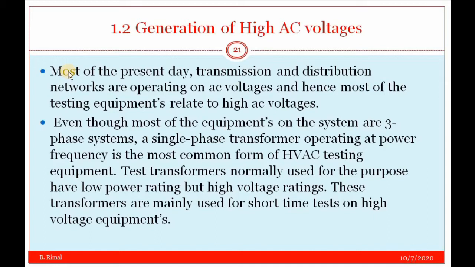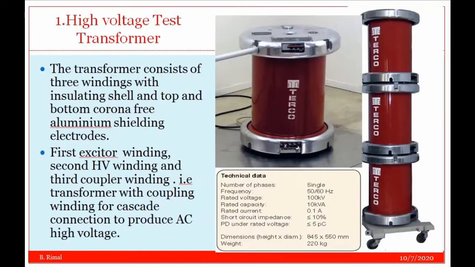Similar to low voltage transformation, high voltage AC is generated through a test transformer that has a low power rating and a high voltage rating. These transformers are mainly used for short time tests on high voltage equipment. You can see a test transformer figure of a Torco company, a Swedish company which manufactures high voltage equipment, and you can see the technical specification for this test transformer. This test transformer usually consists of three windings.